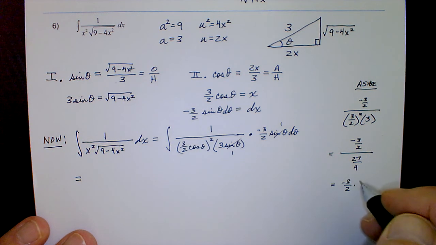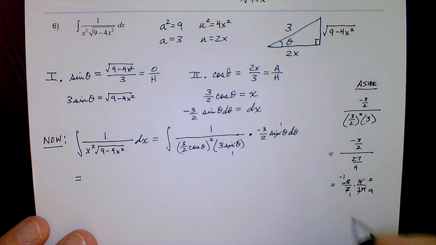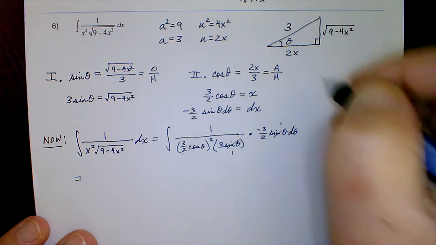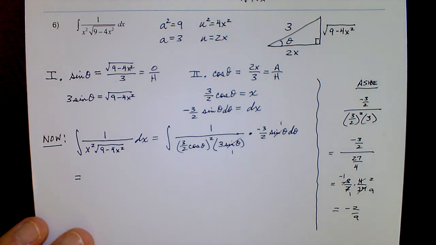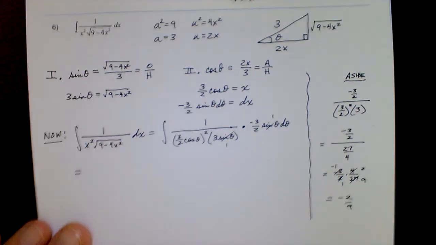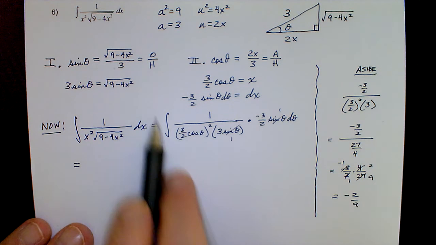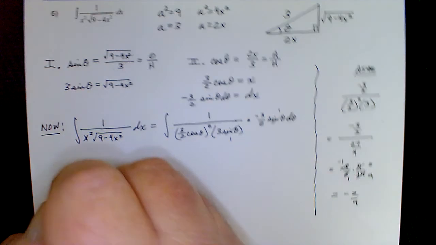So minus 3/2 times 4 over 27. Cancel 1, 2, 9, and negative 1. So it looks like negative 2/9. Okay, so that's probably the part that people will make mistakes on. Not the calculus. The calculus is easy. It's the 5th grade arithmetic. Okay, so we have negative 2/9.